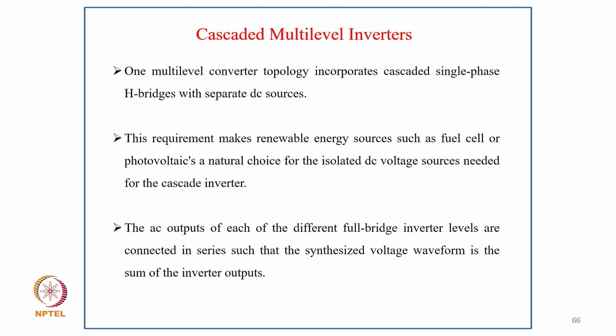So now coming to the cascaded multi-level inverter. One multi-level converter topology incorporates cascaded single-phase H-bridges with separate DC sources, and this makes renewable energy sources such as fuel cells or photovoltaics a natural choice for the isolated DC voltage sources needed for the cascaded inverter. The AC outputs of the different full bridge inverter levels are connected in series such that the synthesized waveform is the sum of the inverter outputs.